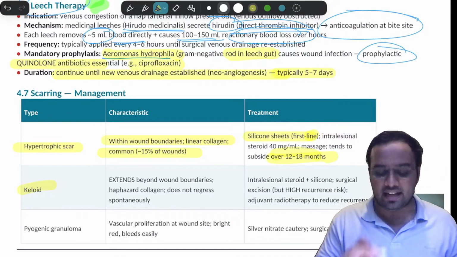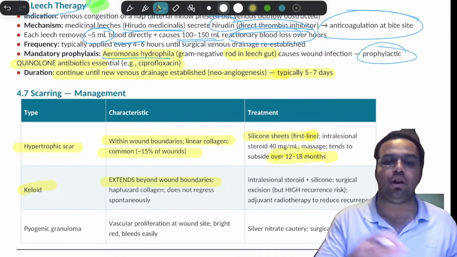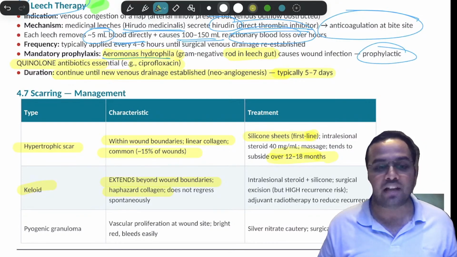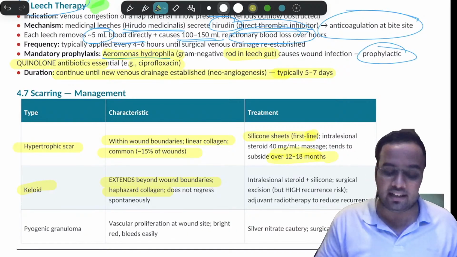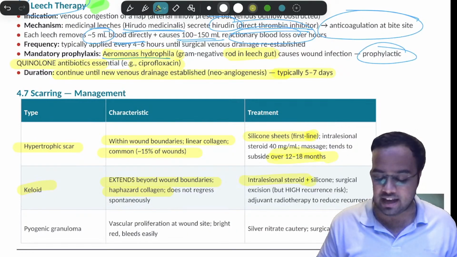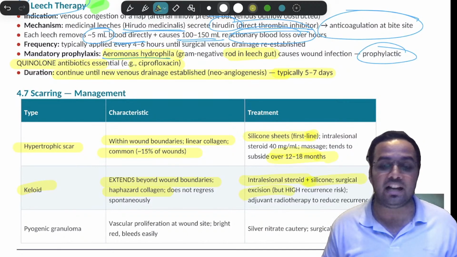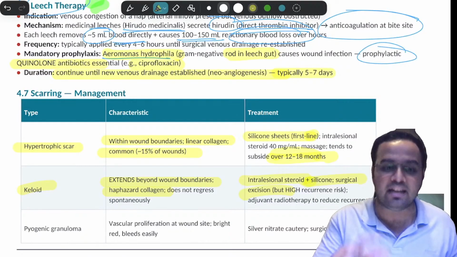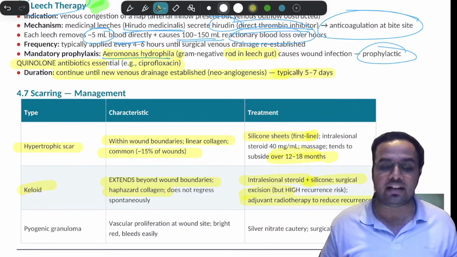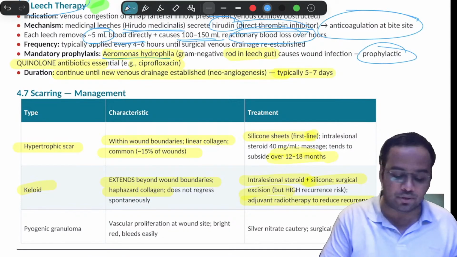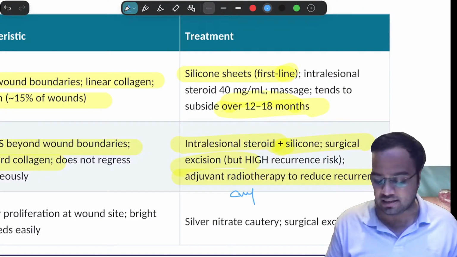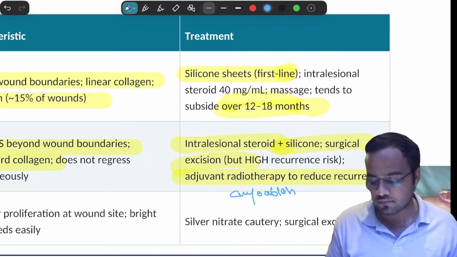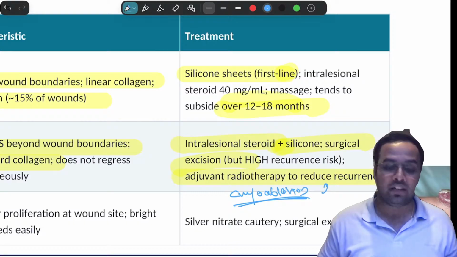But keloid is a genetic tendency and it is going to extend beyond the wound margin, and it is because of the haphazard collagen, and it does not regress on its own. Hence intralesional steroid can be given or surgical excision can be done. But again, if you excise it surgically, it is going to recur. Hence adjuvant radiotherapy can be used, and a recent advance which we discussed even that time is cryoablation. Cryoablation can be done for keloid management.